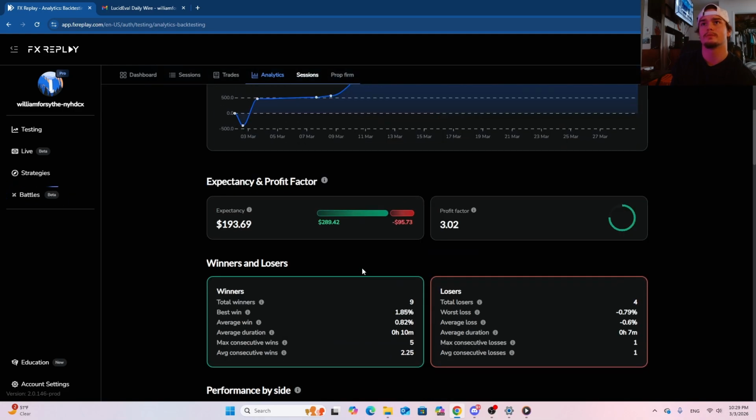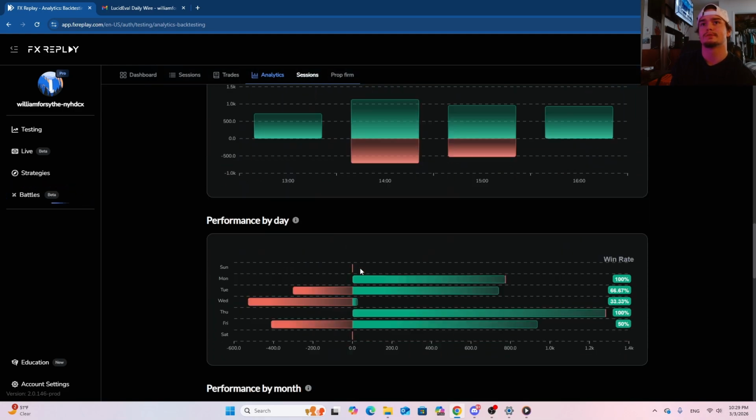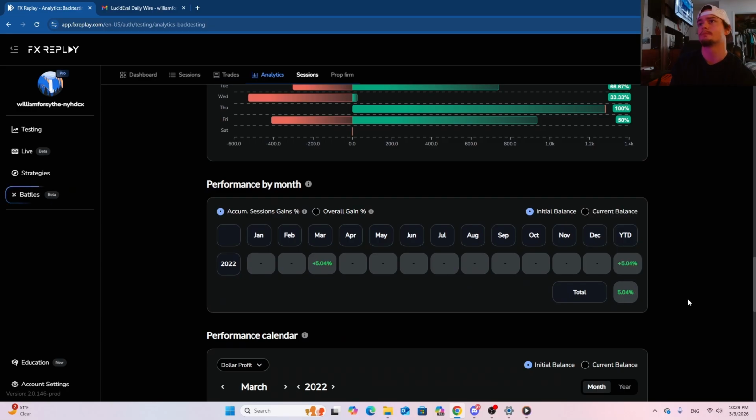So like, does it even say that? So up 5% on the month, which isn't amazing, but it's not bad, right? So I'm still net positive on the month.